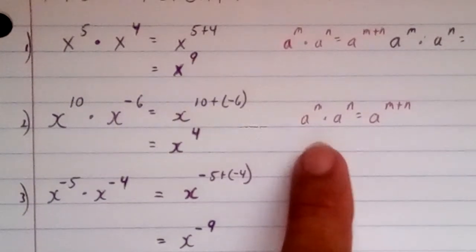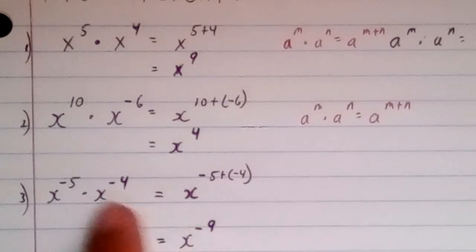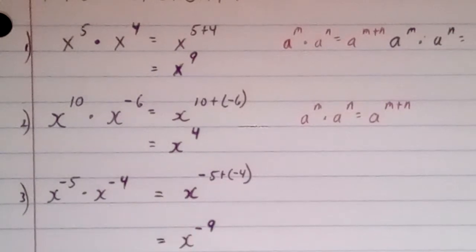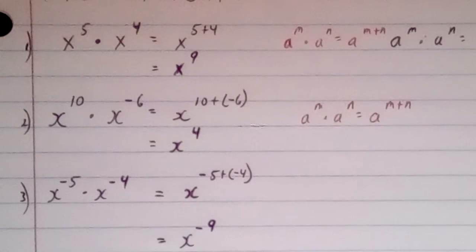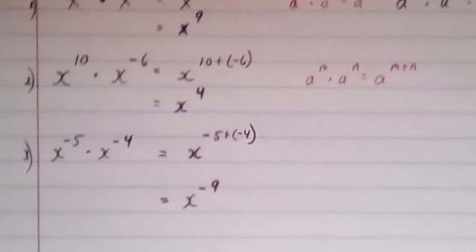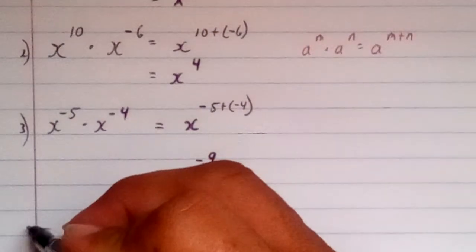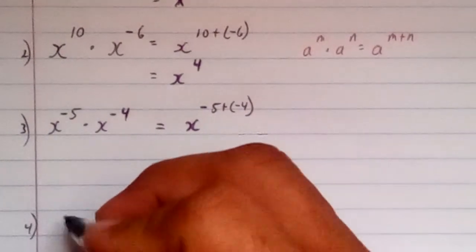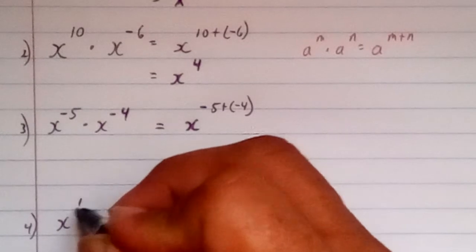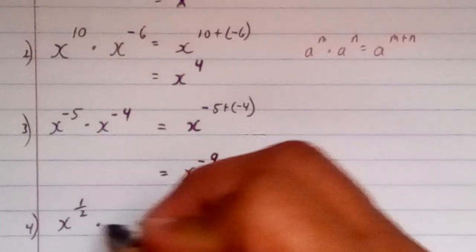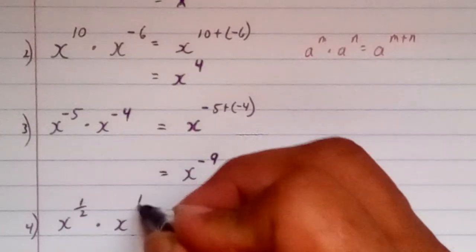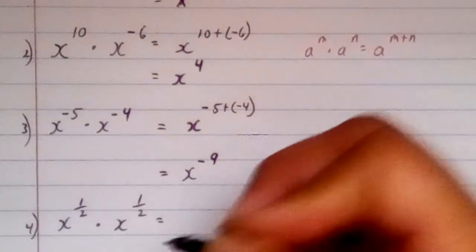All right, so the rule has not changed. The rule is still the same rule. We're just keeping the base and adding their powers. Okay, now let's put some fractions as powers. So now we have here x to the half power times x to the 1/2 power.